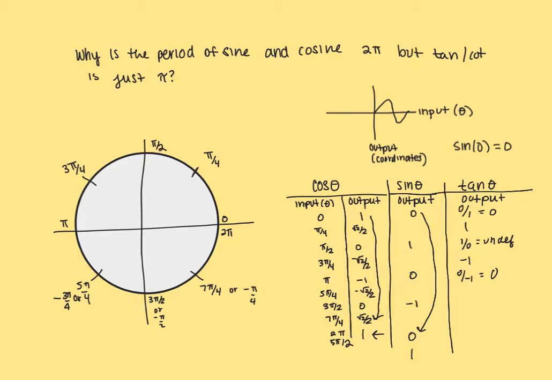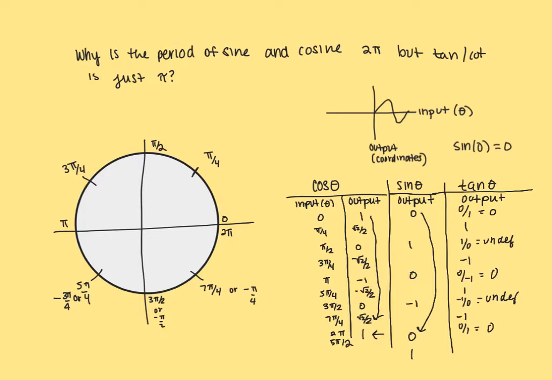Tangent of 5 pi over 4 is 1. Tangent of 3 pi over 2 is negative 1 over 0, which is undefined. Tangent of 7 pi over 4 is negative 1. Tangent of 2 pi is 0 over 1, which is 0.